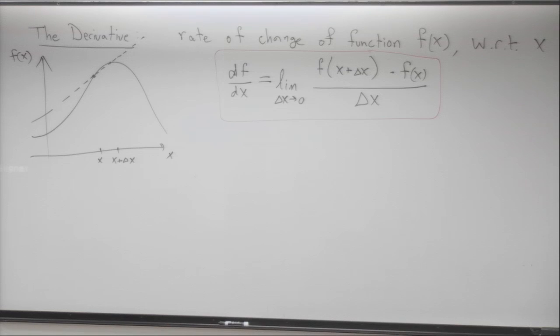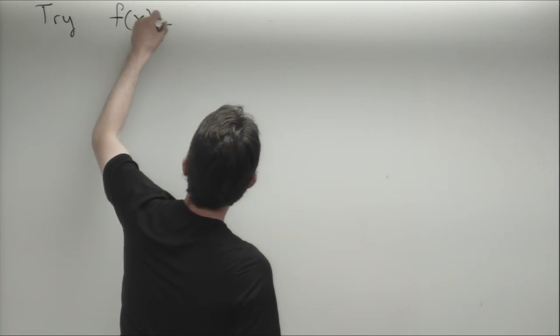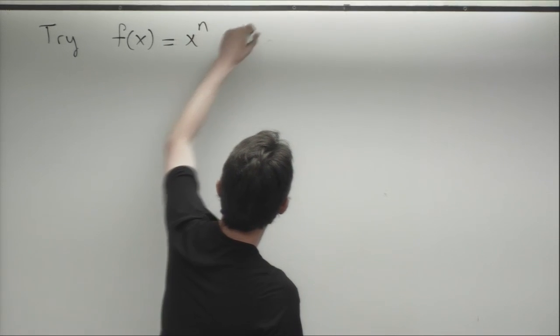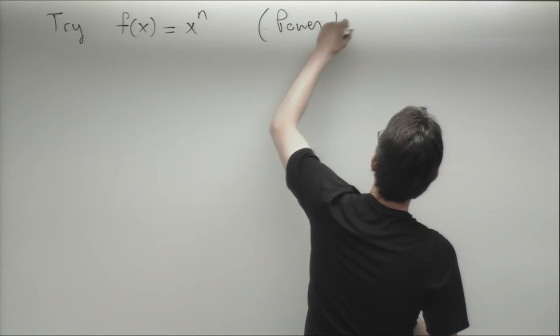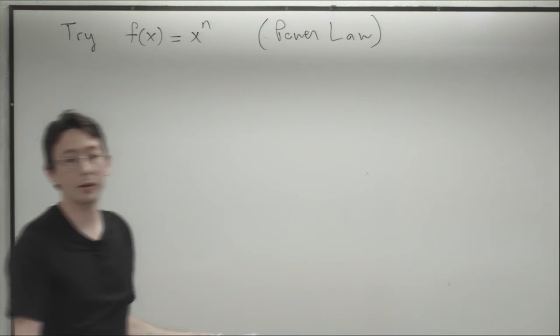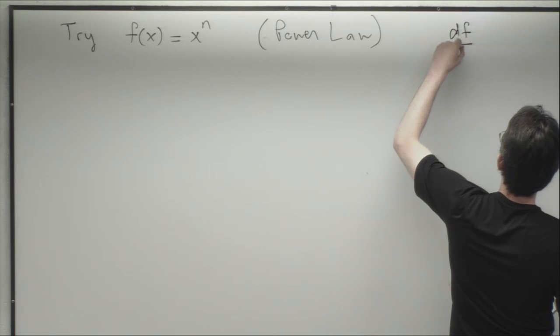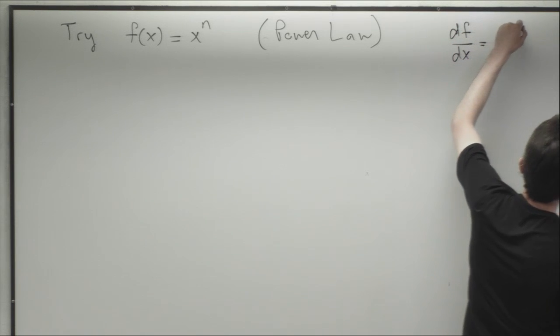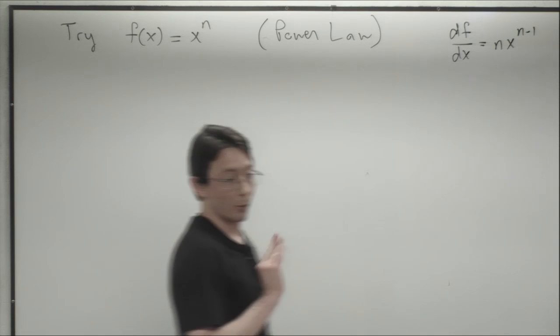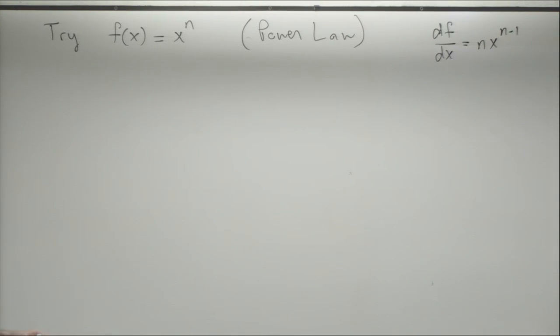So now we're just going to do this on a simple example of a function x to the n, and we're going to derive the power law. So this should be one of the straightforward things we can do in calculus. Okay, so we're going to try f of x equals x to the n, and this is called the power law. Okay, so we all know what the derivative of x to the n is. It's df dx equals n times x to the n minus 1. But we can derive it pretty simply from this formula over here.